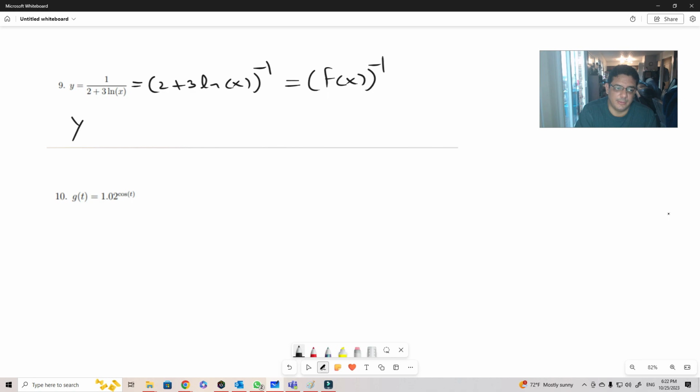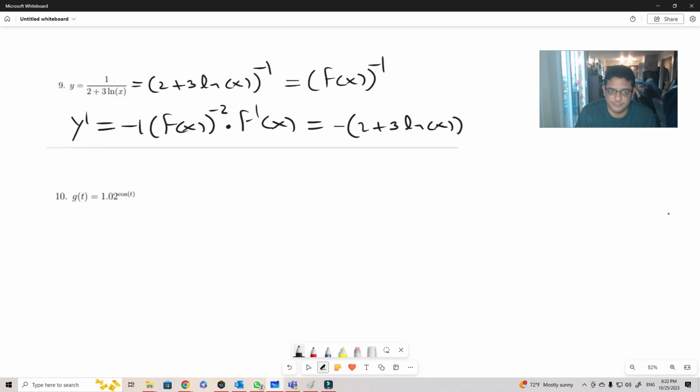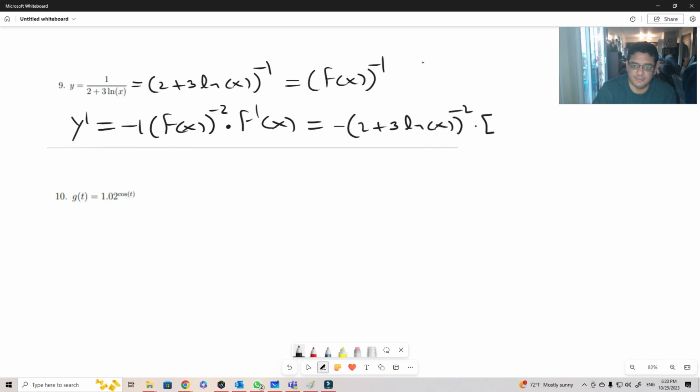And so what is y prime? Y prime will be minus 1 f of x to the minus 2 times f prime of x. But who is f again? So now we write what f is, and we write what the derivative is. So in this scenario, 2 becomes a 0, and log of x is going to become 1 over x, so this becomes 3 over x.